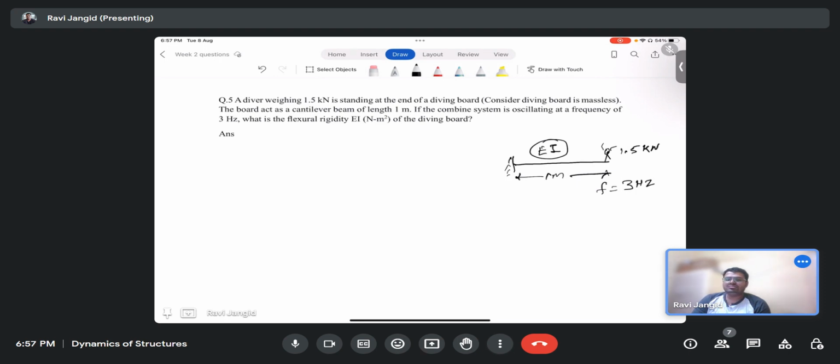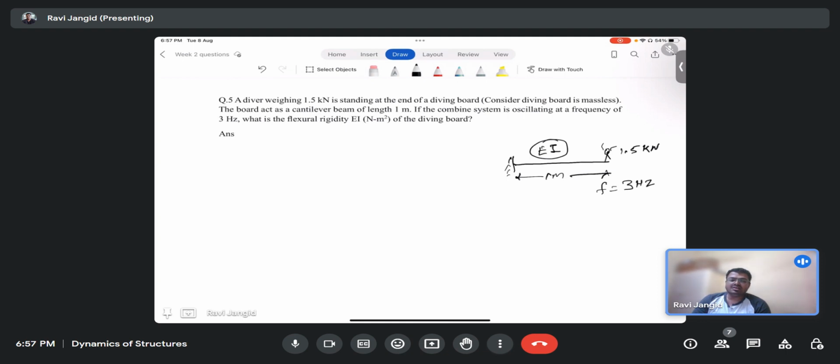So how do we find out? After getting stiffness, we can equate it to 3EI by L cube of the cantilever. So find out the stiffness. How will I get the stiffness? K, as in the previous question, we find out the stiffness with the mass and the time period.